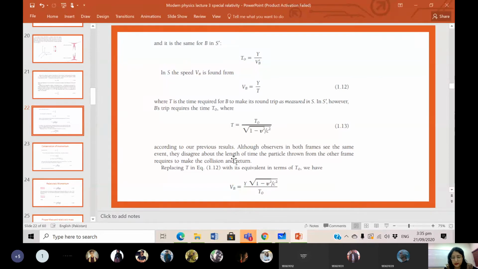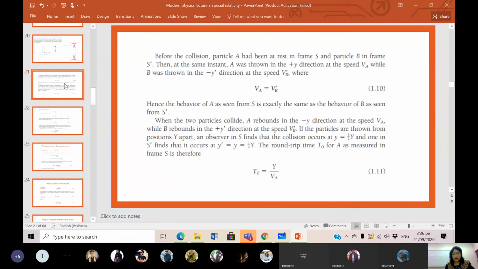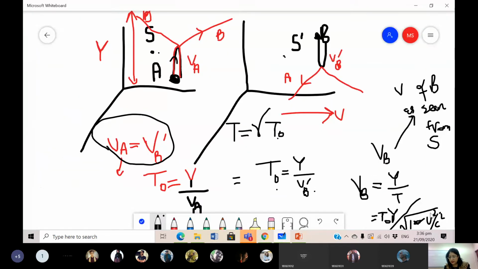Sorry, wait. T is equal to gamma T0 is correct, but when we put it in this equation, it will be reversed, sorry.